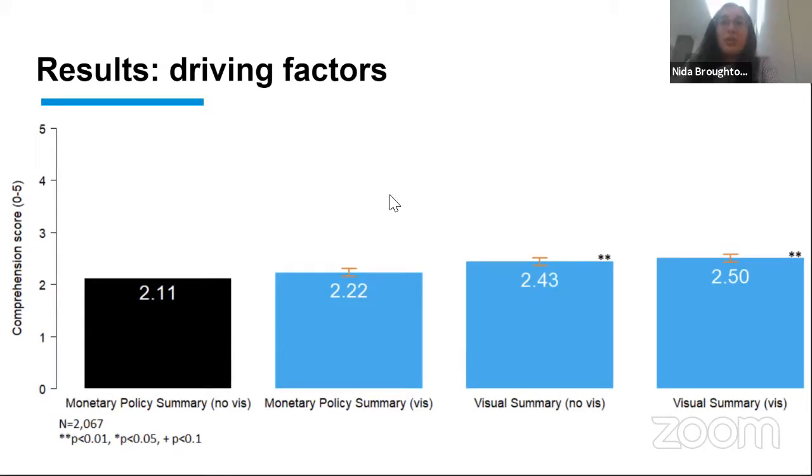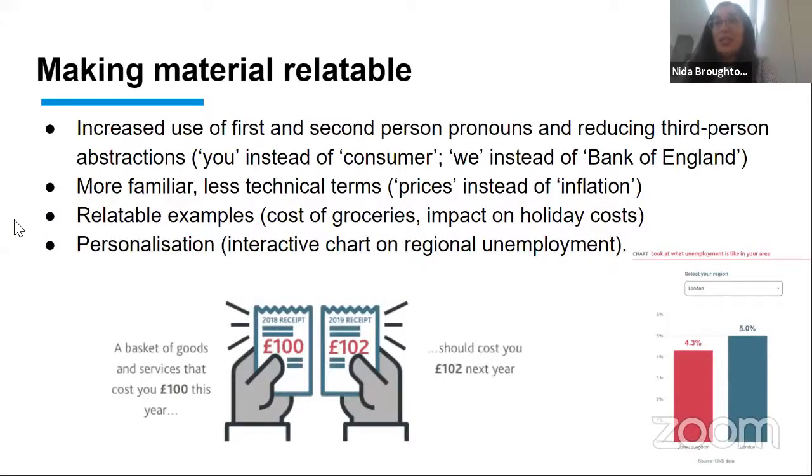So, can we go any better? The last thing that we did, the final variation that we tested as part of this series, was about relatability. So what we mean by this was trying to take every single bit that we possibly could of the summary and try to make it as relevant and relatable as possible to people and their daily lives.